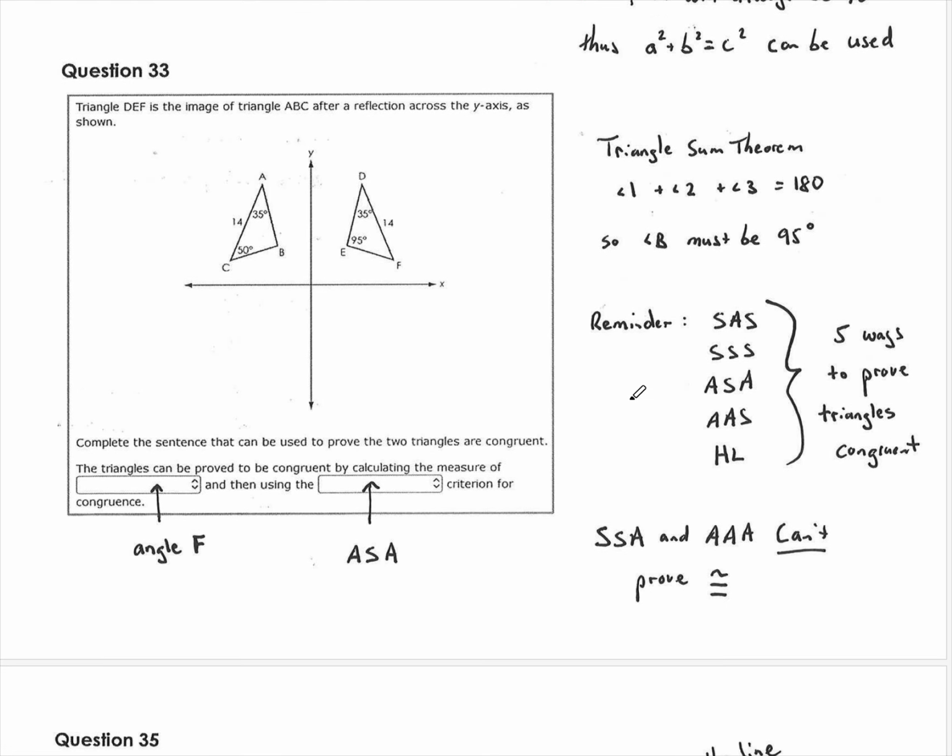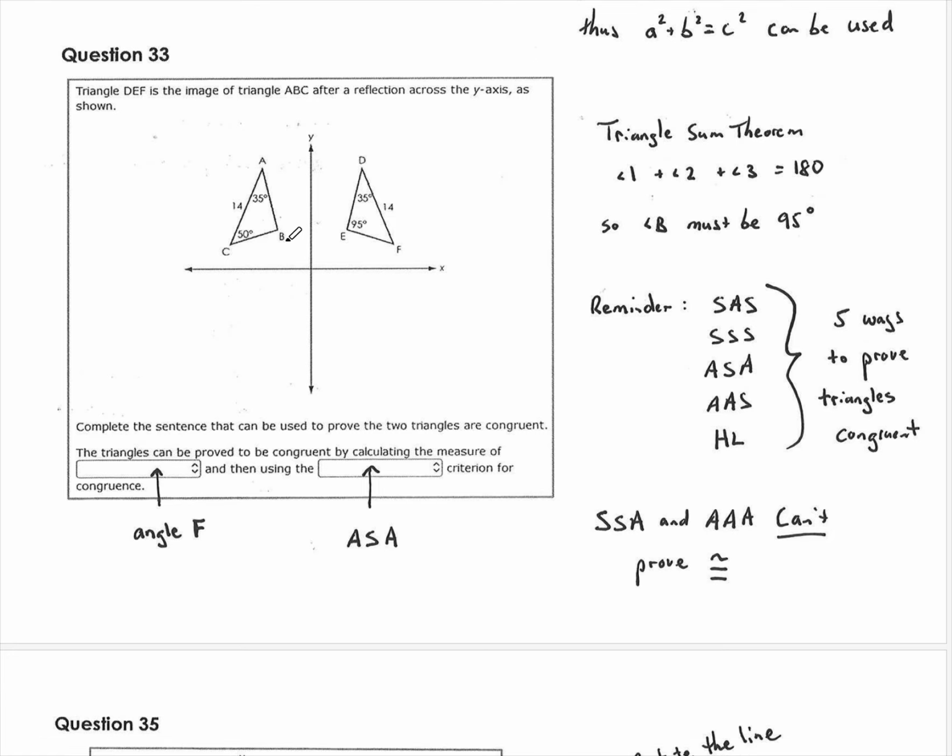33. We do know that the triangle sum theorem says that if you add up all three angles in a triangle, we always get 180. So when you look at angle B, you can use these two angles to find angle B to be 95. Once you know B is 95, you know that the two triangles have 35 and 95, and 35 and 95. Those two angles are the same, but then you also know that this 14, well, if that's 95 and that's 95, that has to be 50.